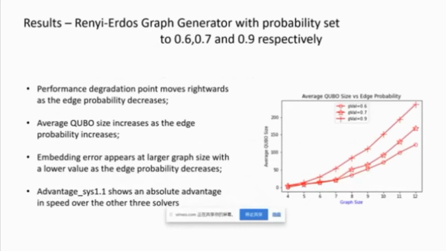Next, we will show the results for a graph generated by the Erdos-Renyi algorithm. The figure on the right-hand side shows that the average QPU size decreases as the edge probability increases. And the figures on the next slide will show the following statements. First, the performance degradation point moves rightwards as the edge probability decreases. Then the embedded error appears large as the graph size grows with low edge probability. Finally, the Advantage system shows an absolute speed advantage over the other 3 solvers.